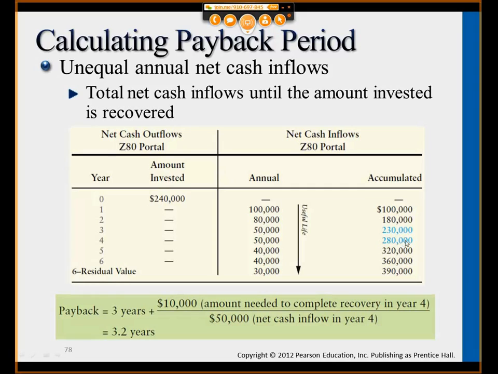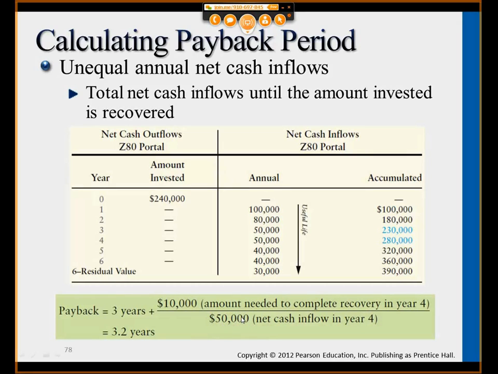So here you go, 280,000. Out of that 280,000, our investment was 240. Okay? So how do we calculate the payback? It's 3 years, right? 3 whole years. And now we need to understand how much is that portion of the 4th year that's going to take us to cover the investment. So 3 years, and then we'll take the amount needed to complete recovery in year 4, which is $10,000. And then net cash inflow in the 4th year is 50.